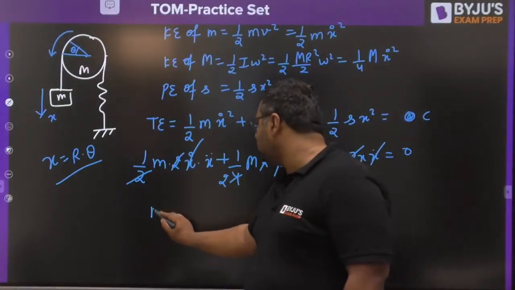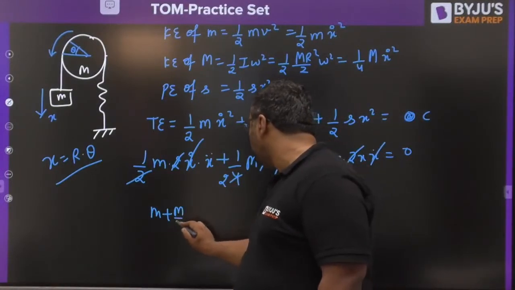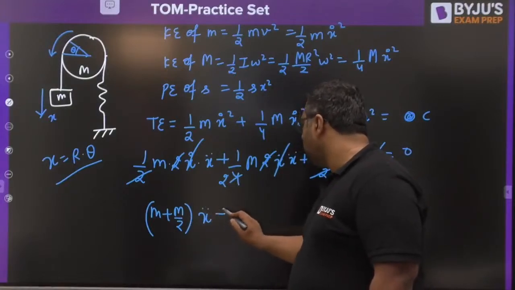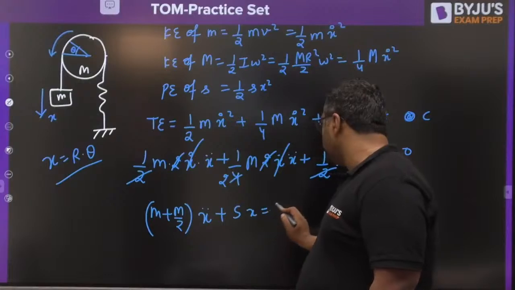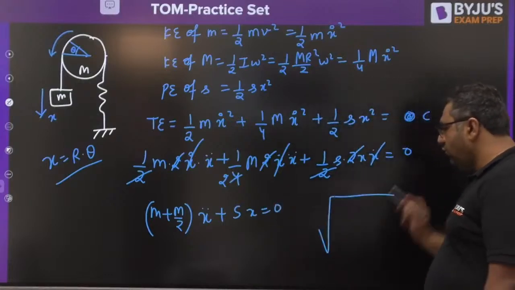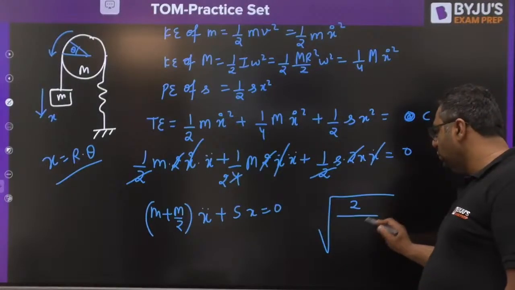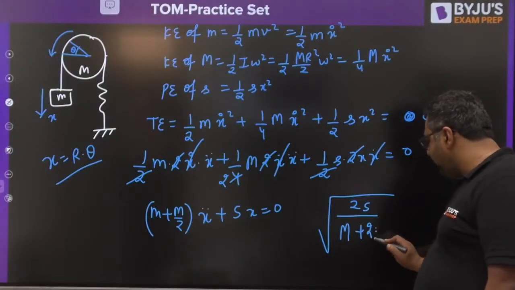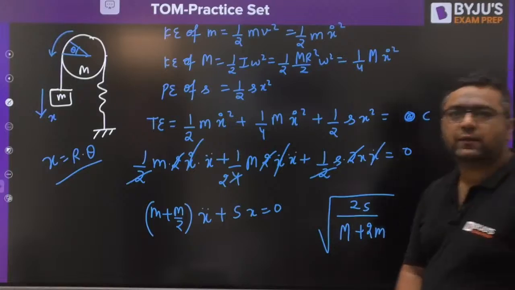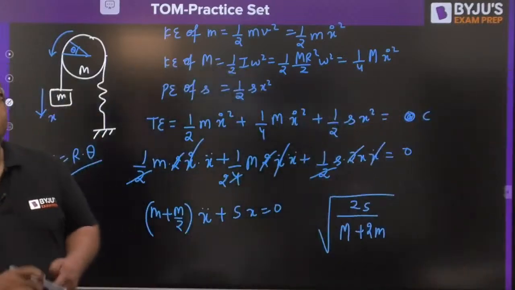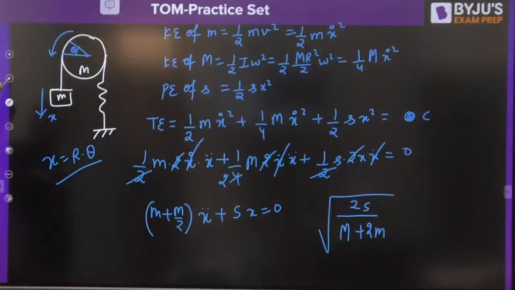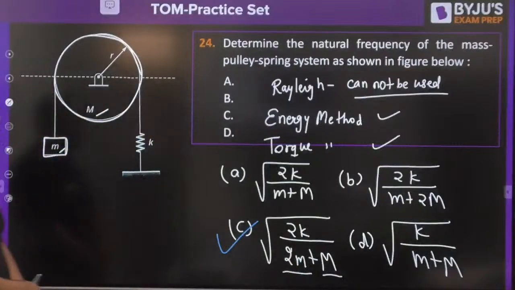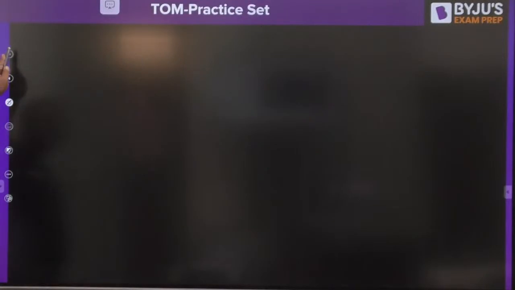So we are left with small m plus capital M by 2, into x double dot, plus S x is equal to 0. So the natural frequency is square root of S over (m plus M by 2), which gives the answer. If you see this, capital M by 2 with small m, option C is the right answer. Very good, guys.